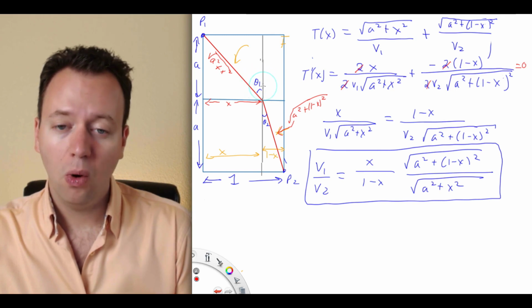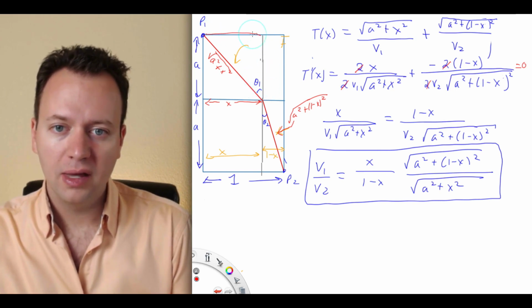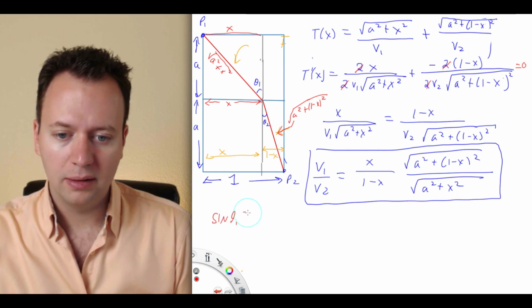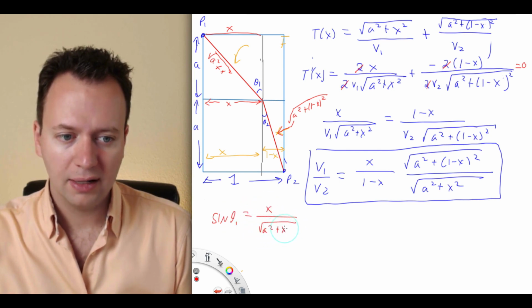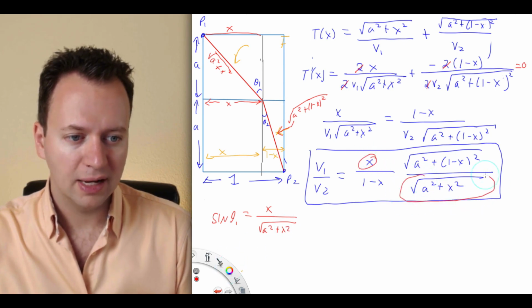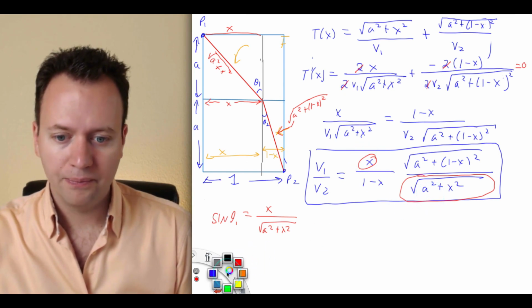Okay, so theta 1, what is the sine of theta 1? Sine is opposite over hypotenuse. This length is x. So sine of theta 1 is just x over square root of a squared plus x squared. Now note that we have x over square root of a squared plus x squared right there. So that ratio is going to equal sine of theta 1.